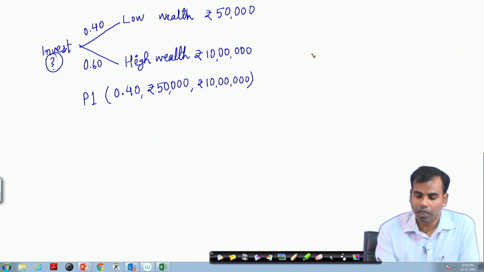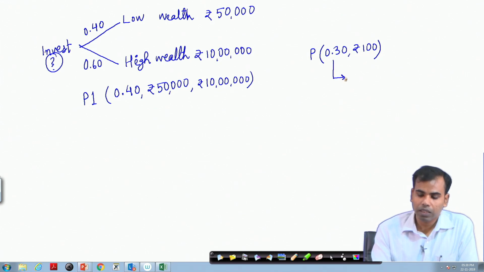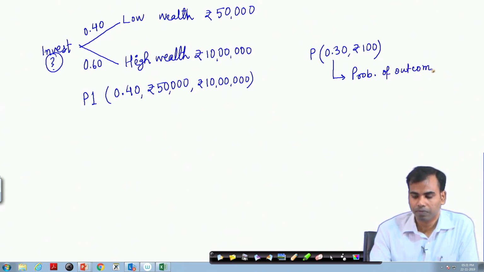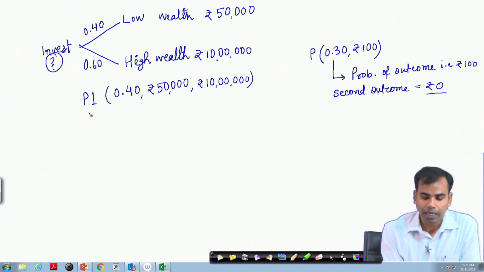For example, if I state something like P, that is prospect of 30% getting 100 rupees, and I close the bracket, it means that this is the probability of first outcome, that is 100 rupees, and the second outcome here is essentially 0, which means there is a 30% chance of getting 100 rupees and remaining 70% chance of getting 0.